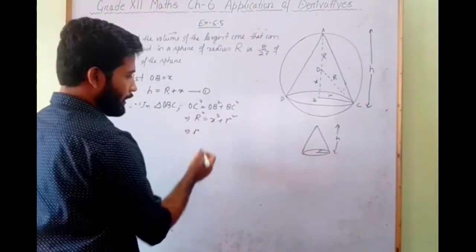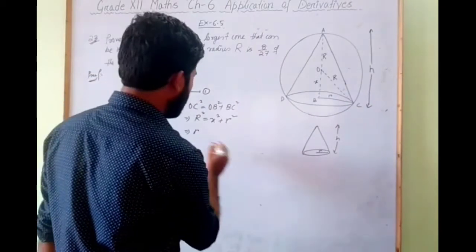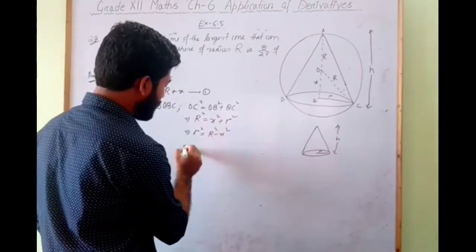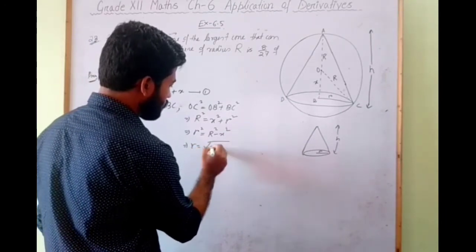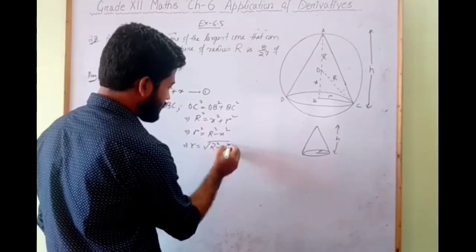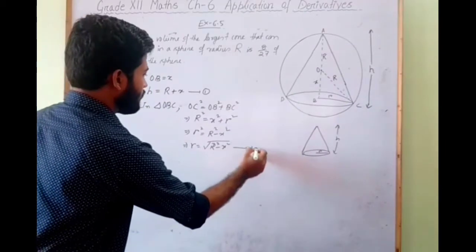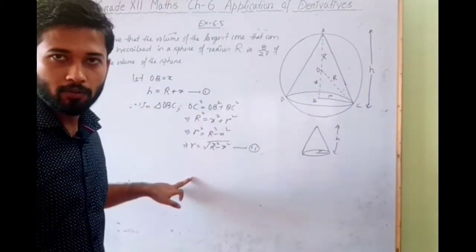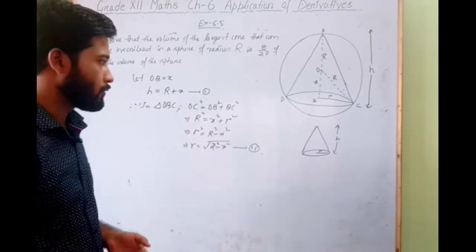Now I want to find the radius of the cone. So small r square will be equal to capital R square minus x square, and that will be given by r is equal to root over R square minus x square. So give it equation 2. So you have got the height of the cone and the radius of the cone. Now we want to find the volume of the cone from this.